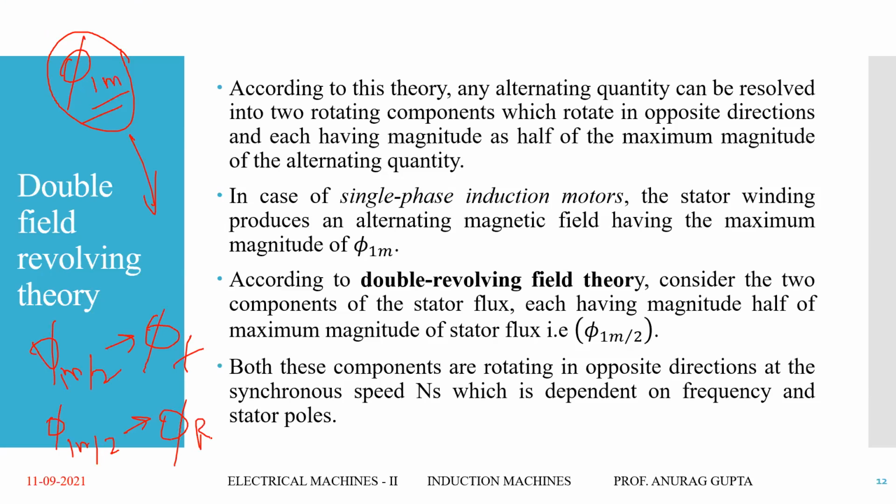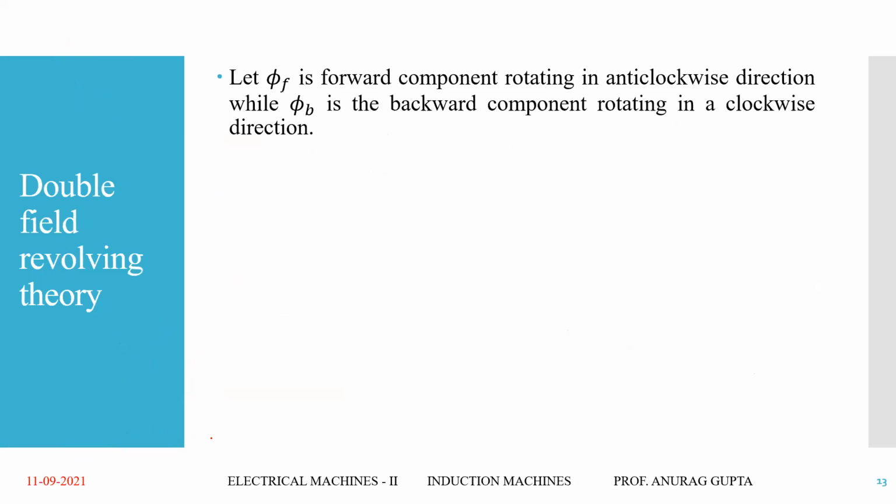So you can use two fluxes, called forward and reverse. You can use the words forward for anti-clockwise and backward for clockwise direction relative to each other. Both these components rotate in opposite directions at the synchronous speed Ns, which depends on frequency and stator poles. I have already given the formula, Ns equal to 120 f by p. Now let phi f be the forward component of rotating flux in anti-clockwise direction, while phi b is the backward component rotating in clockwise direction.